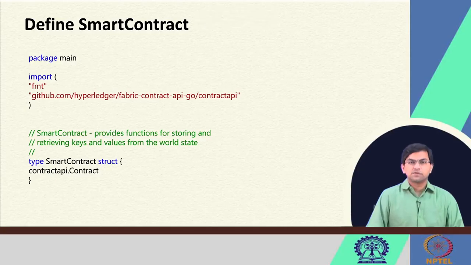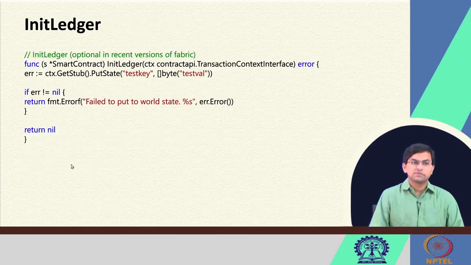So, we saw how we can write a very simple smart contract which only saves a key value pair into the ledger. You can actually design any kind of smart contract by using only those get state and put state primitives. We started by defining a smart contract type here, and then we saw how we can define an init ledger function.